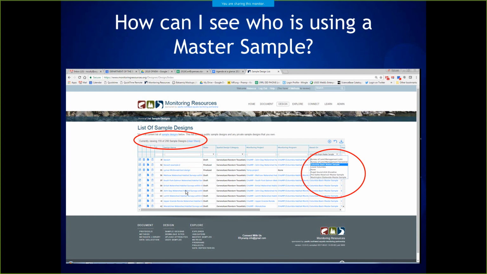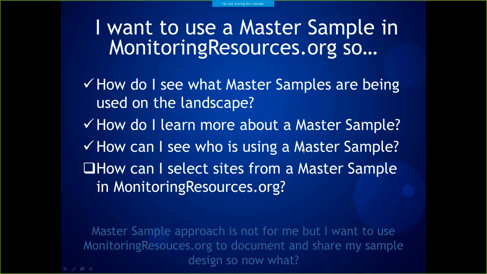It might be powerful to know that there are 118 other people that have used this same sample framework to build a design on. And you can then click through each of these designs and understand more about them. Each of these individual lines in this grid cell have detailed documentation of how sites were selected and assigned over spatial and temporal frameworks. You understand who's used it, you understand a bunch of metadata about it, you understand what master samples are available. But what if you want to use it?